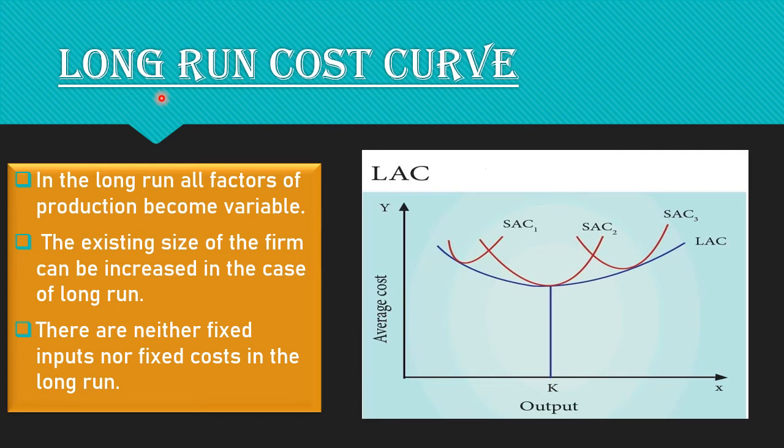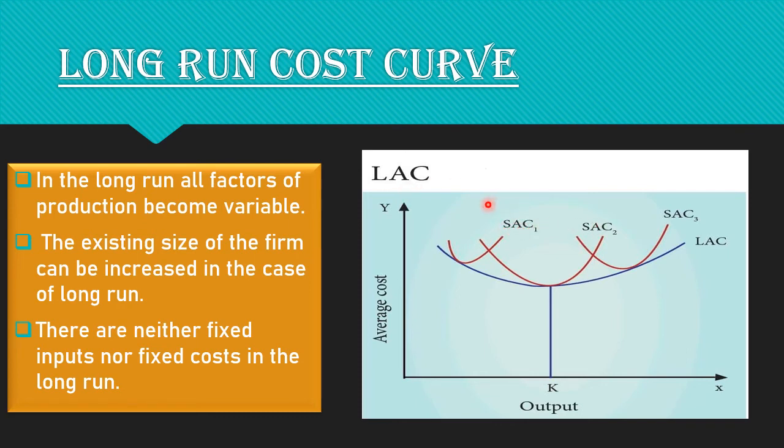All costs are categorized as variable cost. So the existing size of the firm can be increased in the long run because we can expand it, because we have more time now. So what is long run average cost? It is nothing but the add up of short run average costs.